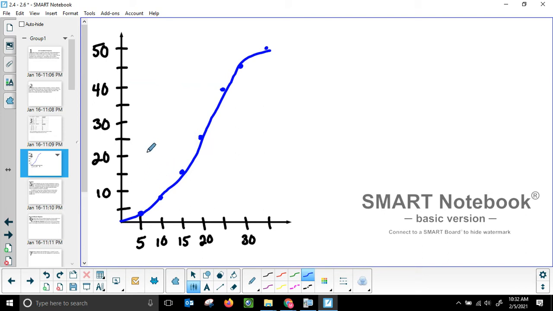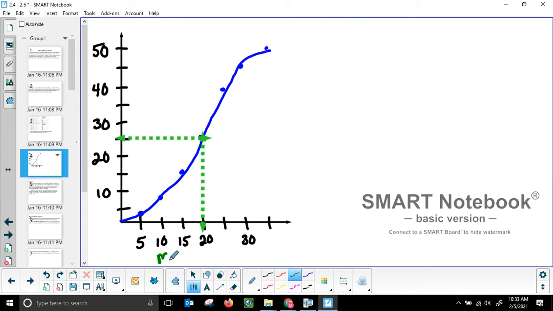Then it asks us to find the median. Our sample size is 50, so half of that is 25. What we would do there is go from 25 straight horizontally until we hit our curve, and then we come straight down. It looks like 19 or 20. We'll call that 19.